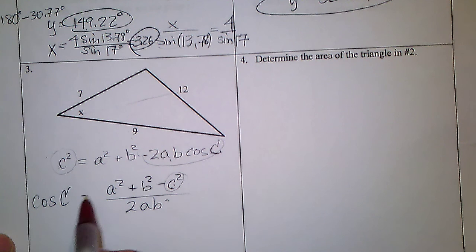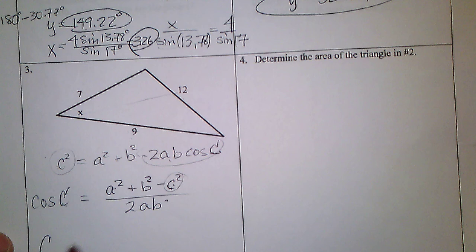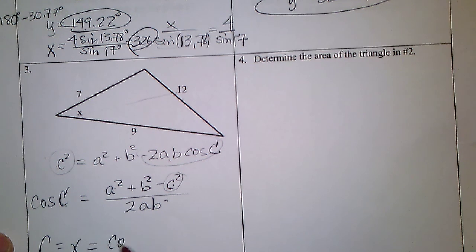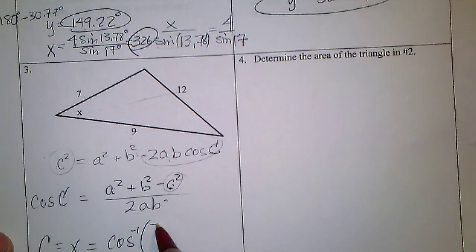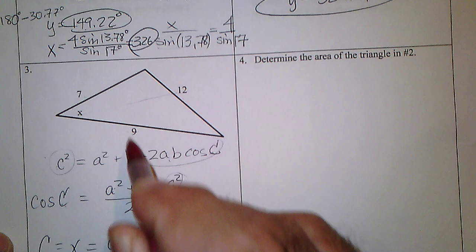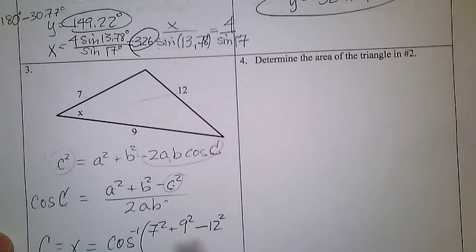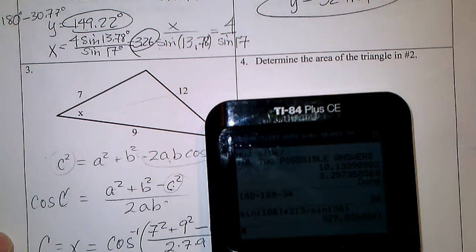So the angle C, or X, that we want to find in this one, is going to be cosine inverse, if we take the cosine inverse of both sides, of A squared plus 9 squared, B squared, minus the side across from it squared, 12 squared, over 2 times 7 times 9, and the cosine inverse of that.